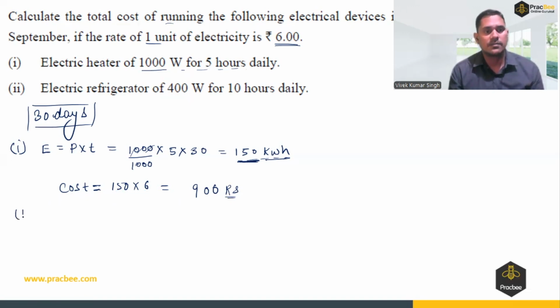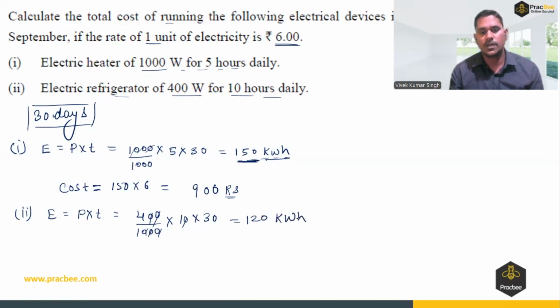Now let's see the second part: electric refrigerator of 400 watt for 10 hours daily. The energy consumed by the electric refrigerator is equal to power multiplied by time. It has a power of 400 watt. To convert this into kilowatt, we divide by 1000, and 10 hours daily for 30 days. So these 3 zeros get cancelled, and we get 120 kilowatt hour.